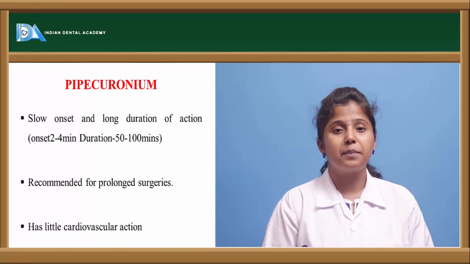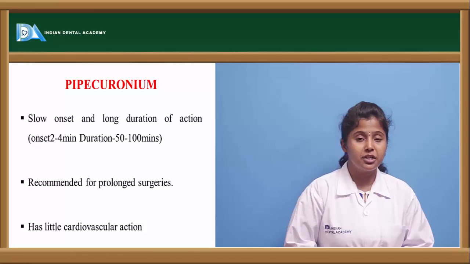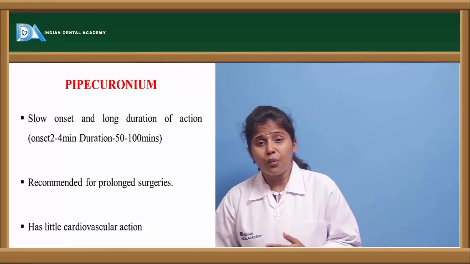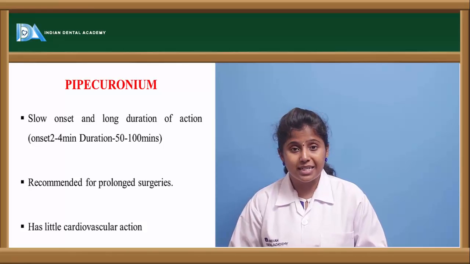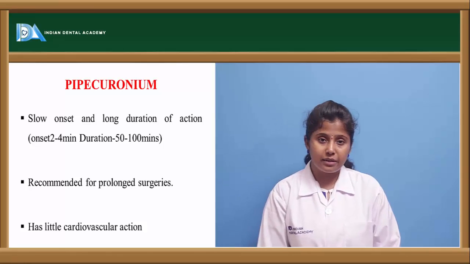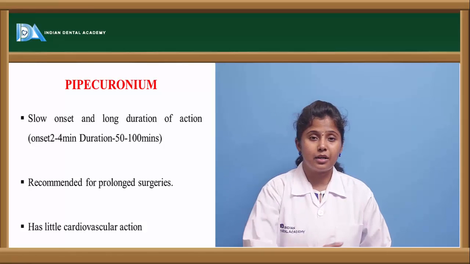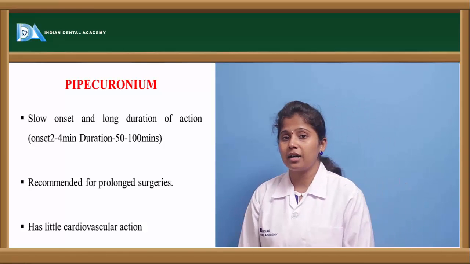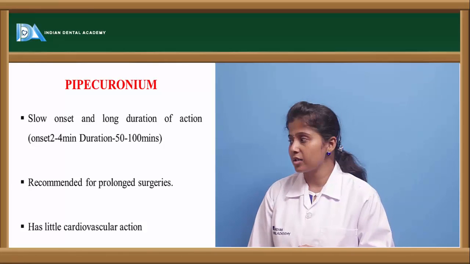The other drug is pipecuronium. Pipecuronium has a longer duration of action, and the onset of action of the drug is also very slow. Once it is administered into the body, it takes some time to show its action. Once it shows its action, the action will stay for a longer period of time, about 50 to 100 minutes. It is recommended for prolonged surgery. In long surgeries, in order to relax the skeletal muscle tone, pipecuronium is given, and it has very little action on the cardiovascular system.